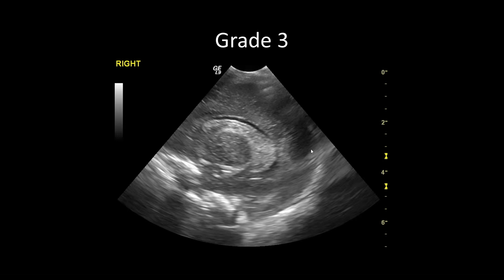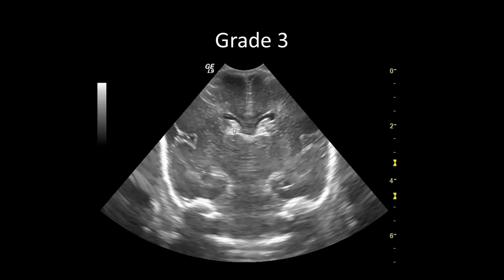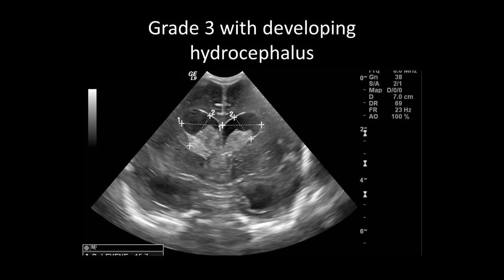This is a grade 3. You have ventricular dilatation and you have hemorrhage that is generally filling up more than 50% of the ventricle. This is a grade 3. You have ventricular dilatation. These ventricles are dilated. This is always really difficult. Was it a grade 3 hemorrhage, or was it a grade 2?